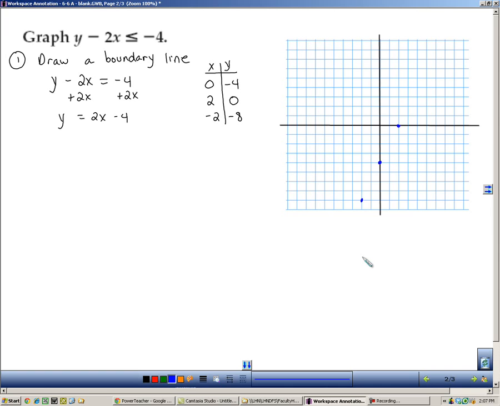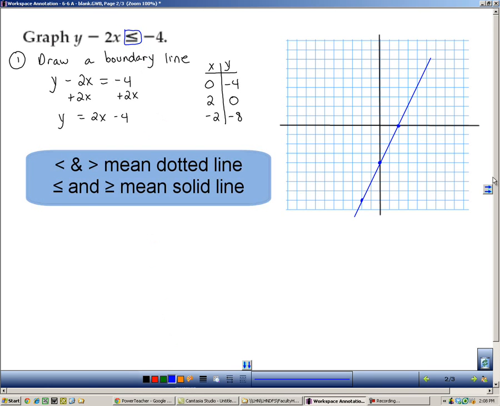So those are the dots that make up my line. Now one more thing I have to figure out is, will my line be a solid line or will it be a dotted line? In this particular case, my boundary line will be solid because my symbol is less than or equal to. And it's that equal to.